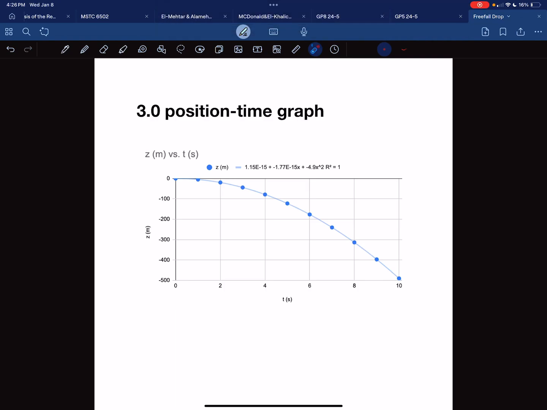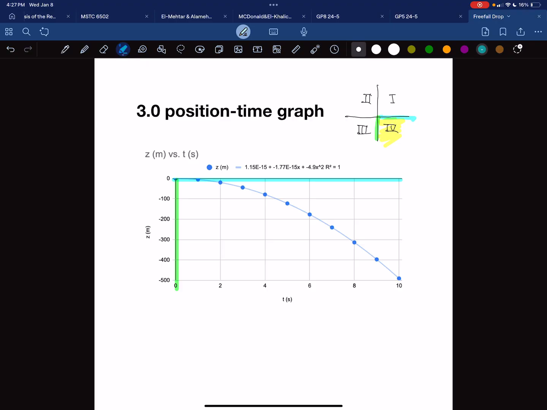The position time graph we will discuss in this installment. If we look at the normal coordinate plane, quadrants 1, 2, 3, and 4, since the object is starting at 0, the graph will be located in quadrant 4. And quadrant 4 is where the positions are negative and the times are positive. So it's located in quadrant 4.